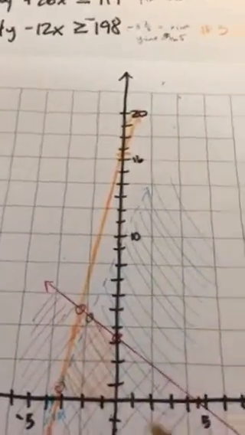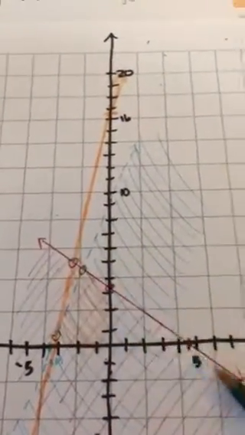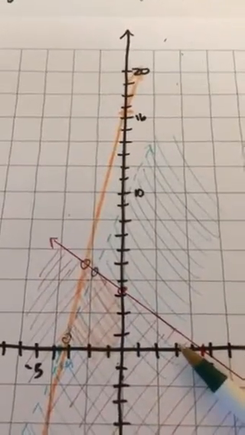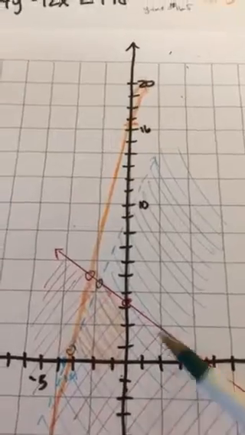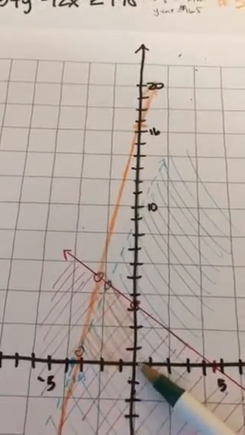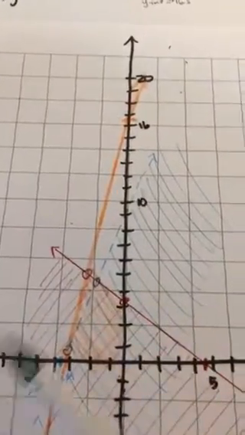Then my second line was this red line. This was 38y plus 26x, and it's less than or equal to, so it's a solid line. 0, 0 was a good point. It made sense in that inequality, so we shade to include it.